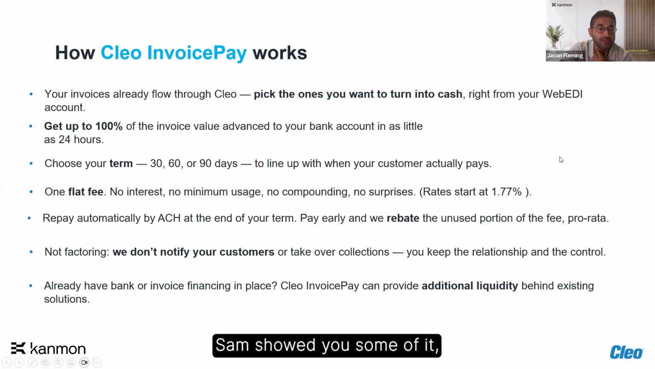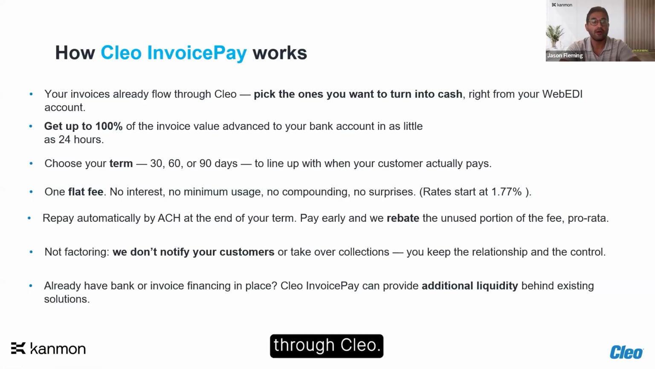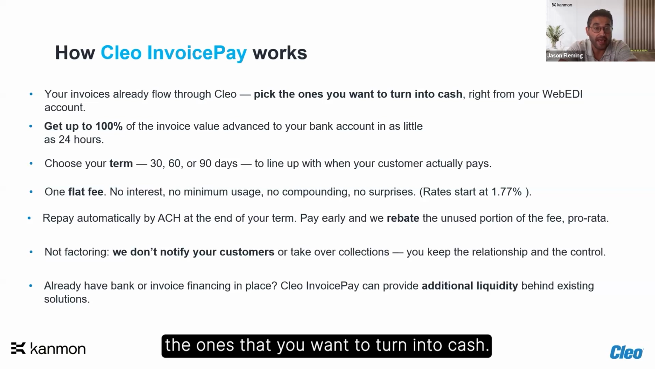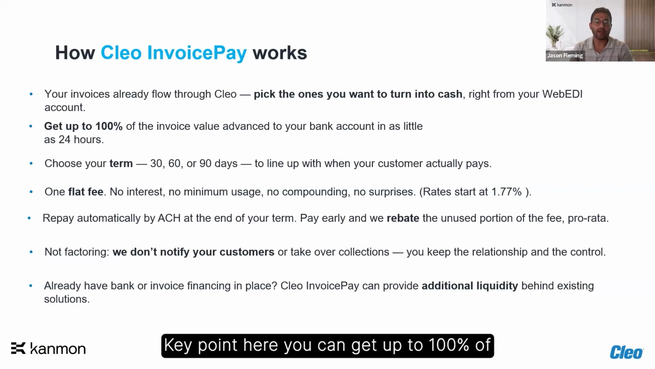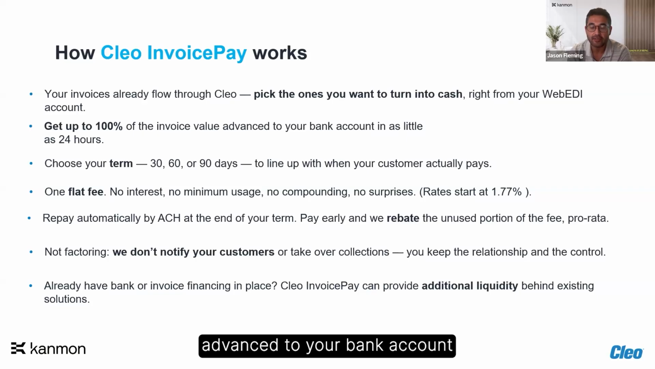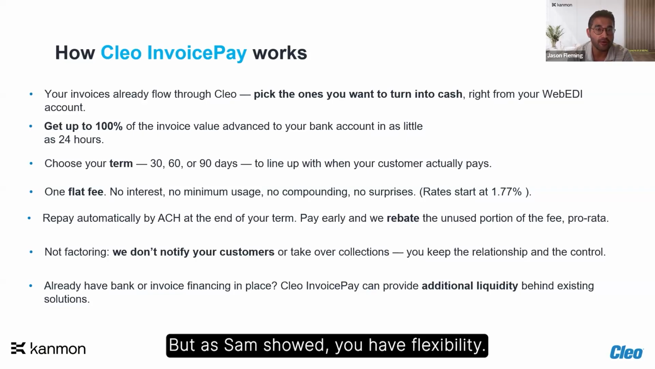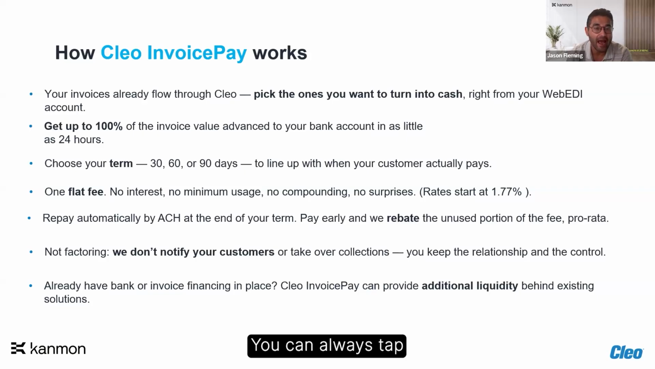So how it works, Sam already showed you some of it, but at a high level, your invoices are already flowing through Cleo. You pick the ones that you want to turn into cash. If you don't want to turn it into cash, that's totally up to you. There's no minimum fees or minimum usage requirements or anything like that. And you can do that right from your Web EDI account, as Sam showed. Key point here, you can get up to 100% of the invoice value advanced to your bank account in as little as 24 hours. But as Sam showed, you have flexibility. If you need less, take less. You can always tap into your unused availability against future invoices.